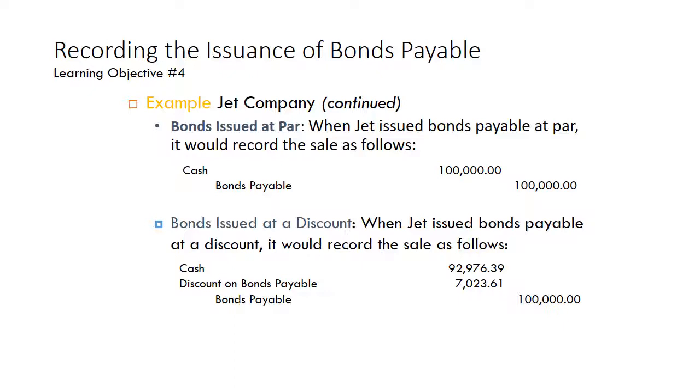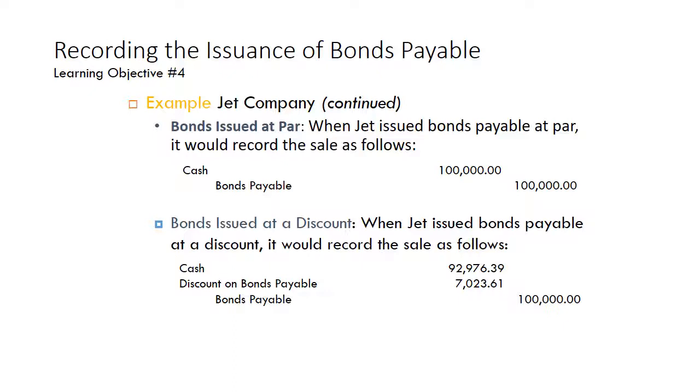When bonds are sold at a discount, though, like in that second scenario, we still credit bonds payable for the full $100,000. So you always credit the bonds payable for the face amount. You debit cash for the actual cash you received. The difference is stored in a discount on bonds payable.